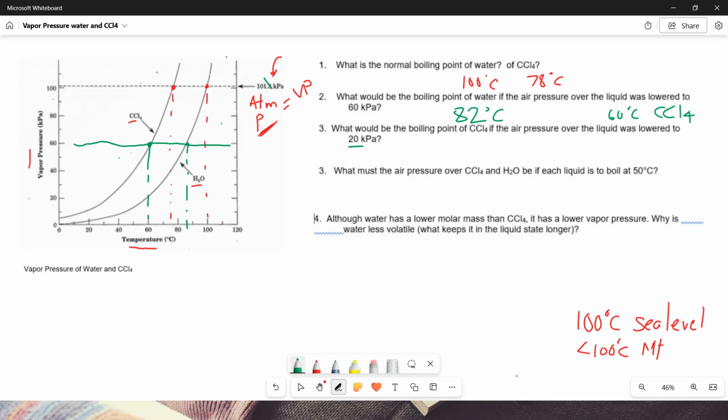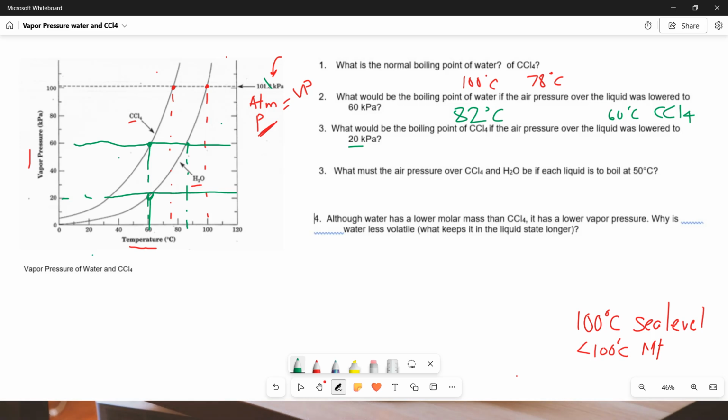Okay, so then they change it to 20 kilopascals. So let's go down here and draw a line across there. And we see the intersection right here for water. We drop down. So water is going to be about 60 degrees Celsius. I know they don't ask that in the question, they're just asking for the other one. But sorry, I was looking at the wrong line. If we look here for carbon tet and come down, it's going to be about 30. So we put here 30 for the carbon tet.